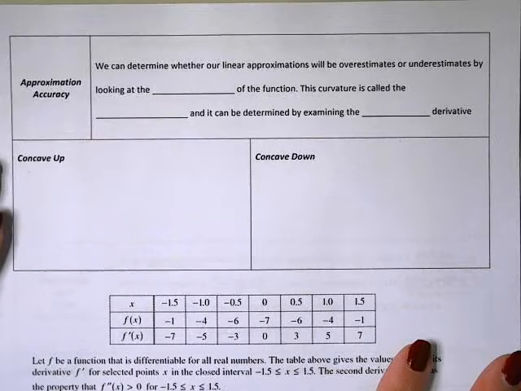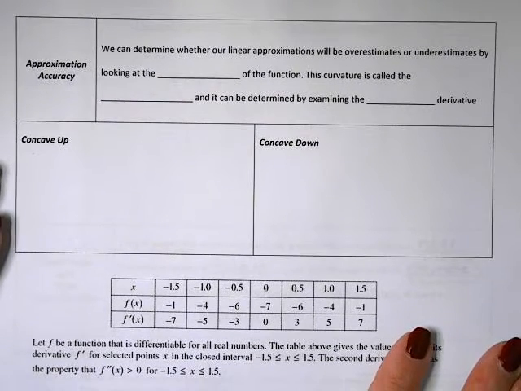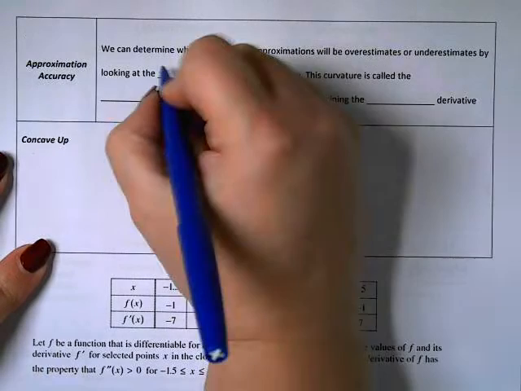So we just made an approximation of a function value. Now we need to start looking at whether these approximations are overestimates or underestimates. So how accurate are we in terms of these values that we're finding? So in order to do this, we need to look at the second derivative of the function.